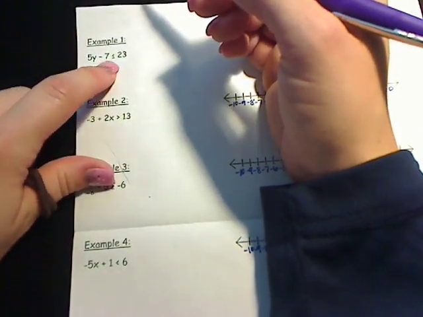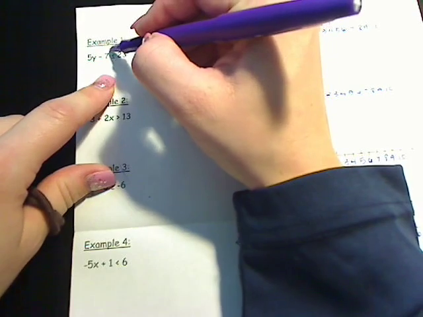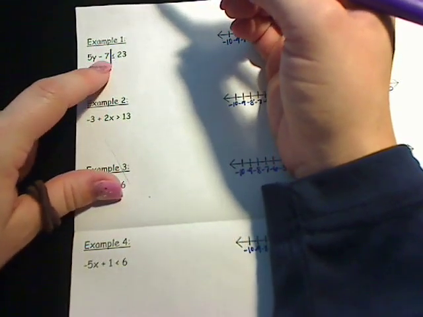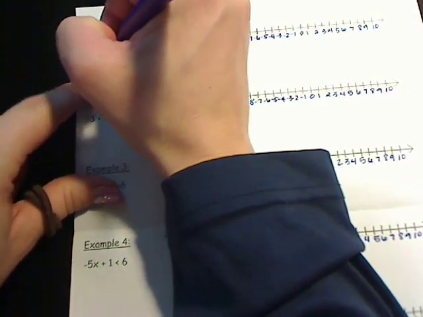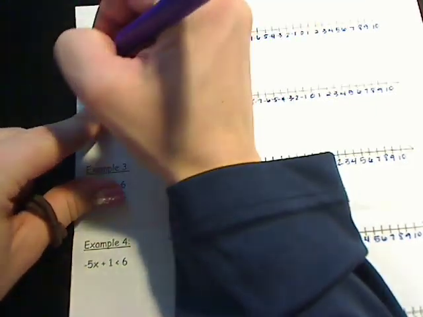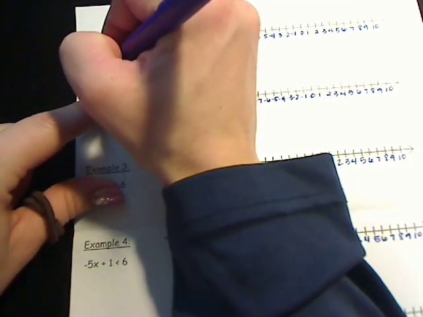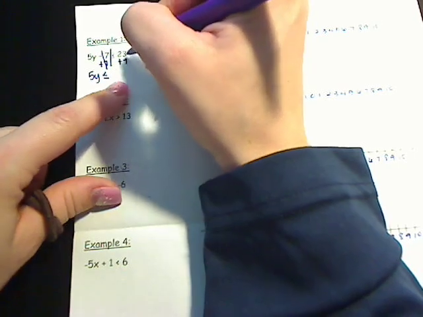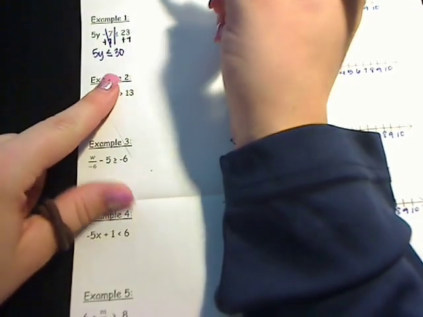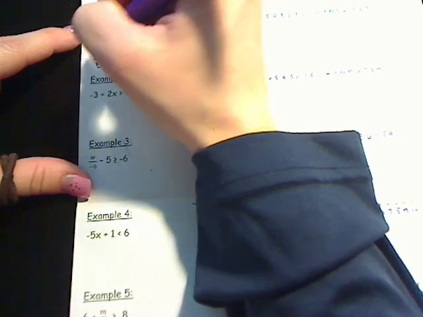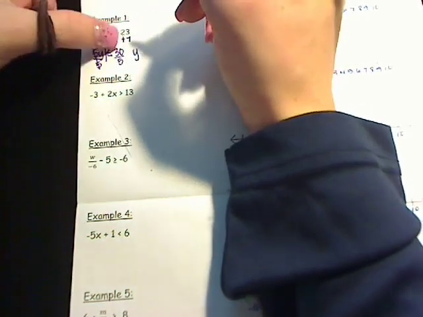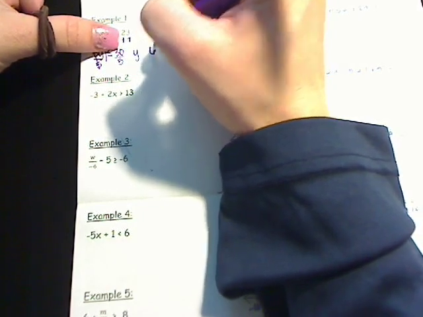Okay, so 5y minus 7 is less than or equal to 23, so we're going to cut it in half. Remember, wherever my variable is, I want to get rid of the addition or subtraction first. So we're going to add 7 to both sides. So I'm left with 5y is less than or equal to 23 plus 7 is 30. Now I'm going to divide both sides by 5 in order to isolate my y. So I've got y, and then 30 divided by 5 is 6.